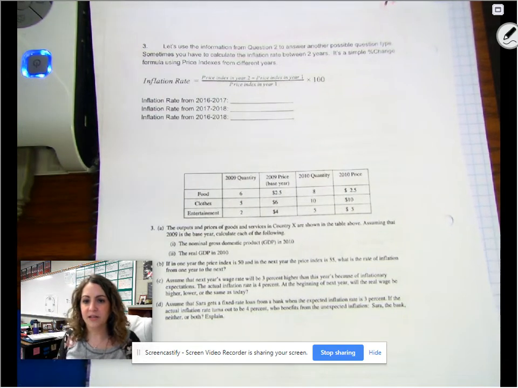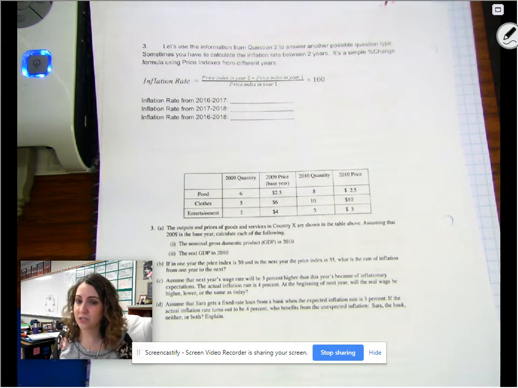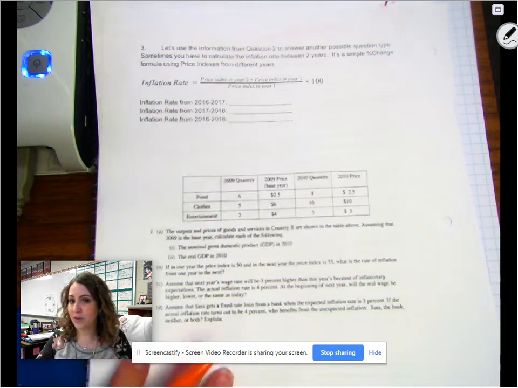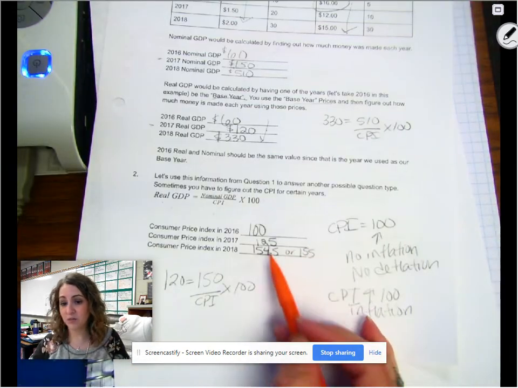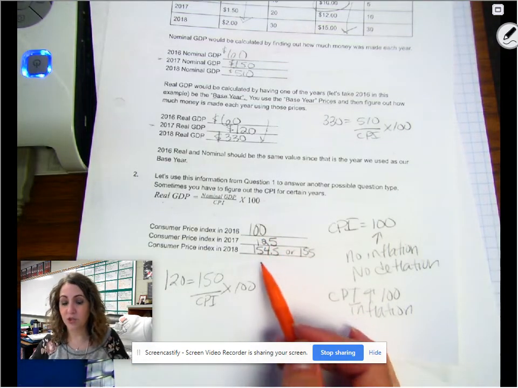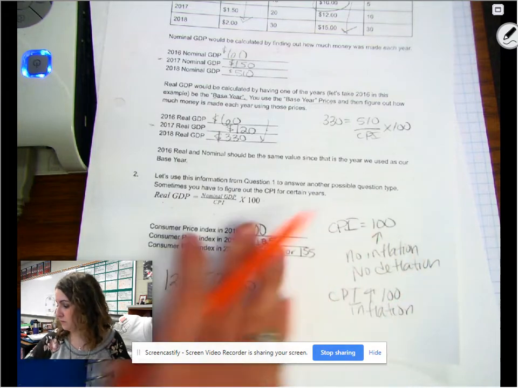Okay. It says, let's use the information from question 2. We just did question 2 when we solved for CPI to answer another possible question type. Sometimes you have to calculate the inflation rate between 2 years. It's a simple percent change formula using price indexes, which is CPIs, from different years. So we're trying to figure out percent changes between the CPIs that we just did. If these were the CPIs, what was the percent change between those years?